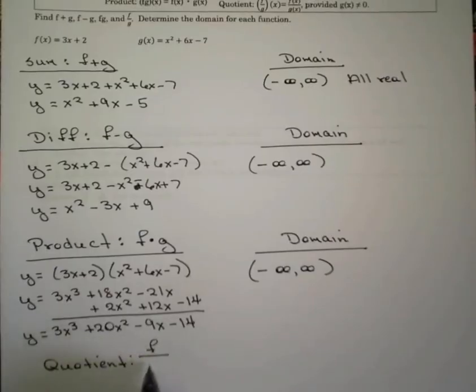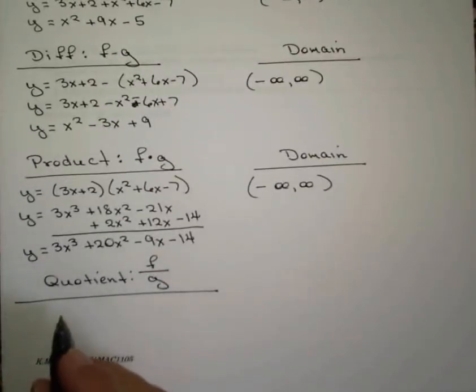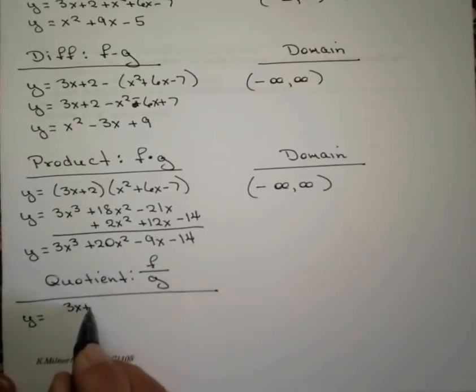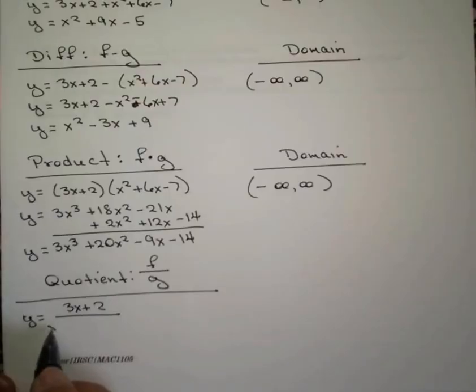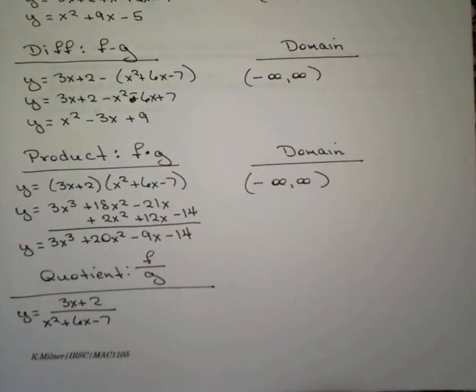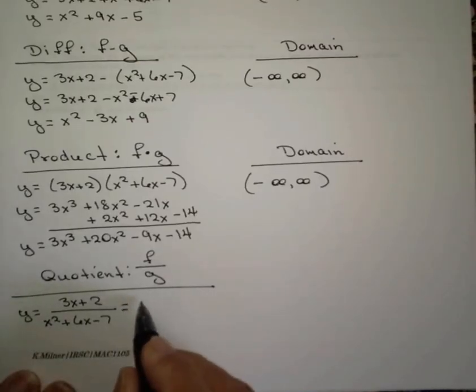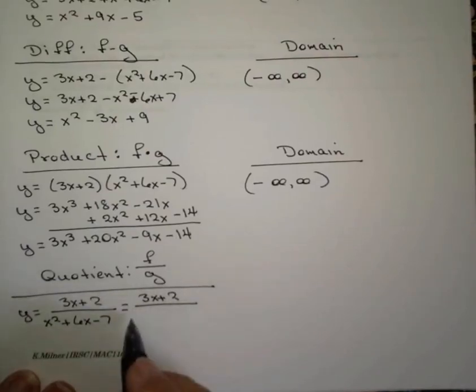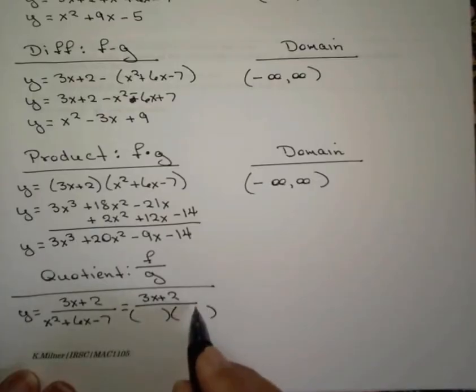So we're going to be saying function of f divided by g, and that looks a little like this. I'm going to have y is equal to 3x plus 2 divided by x squared plus 6x minus 7. Now, when it's in this format, I can't reduce it, and I can't tell where my restrictions on the denominator are, so I need to factor. And always go to factoring first before you go to the quadratic equation, because the quadratic gives us so much more trouble.